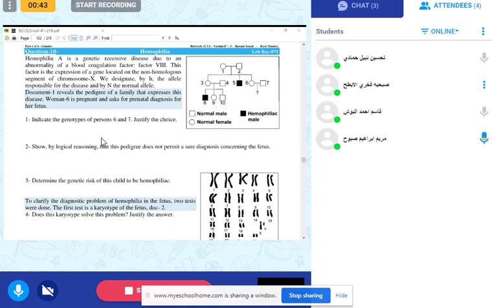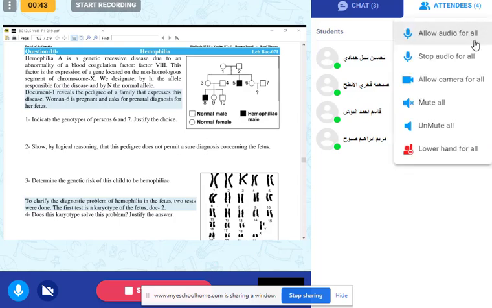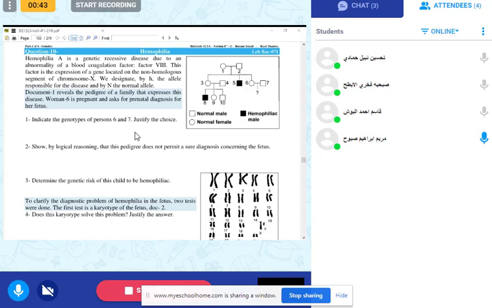Document 1 reveals the pedigree of a family that expresses this disease. Woman 6 is pregnant and asks for prenatal diagnosis for her fetus. So she's pregnant, she wants to know if her fetus is going to be affected with hemophilia or not. Pay attention that her husband is from outside the family, not from the same family, meaning he may not be carrying the disease at all.